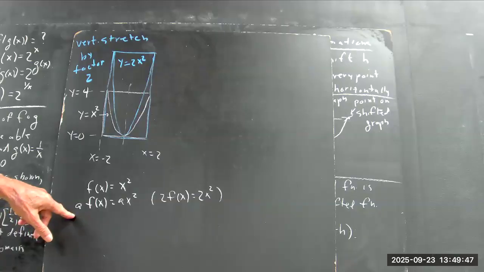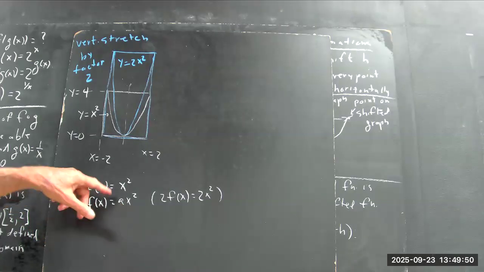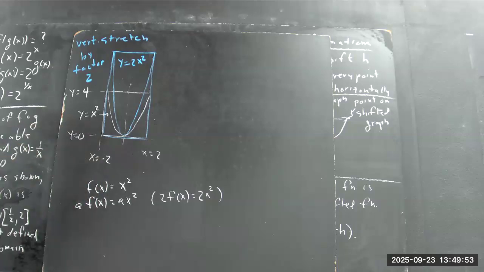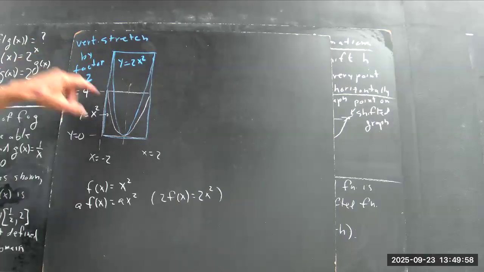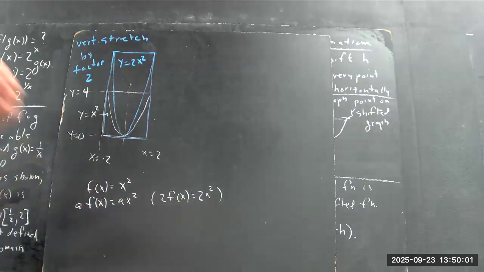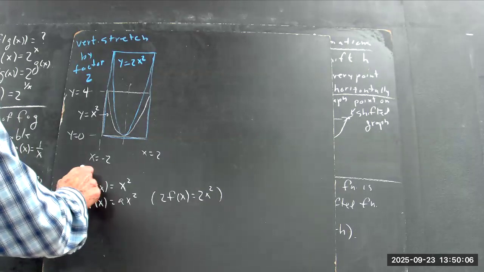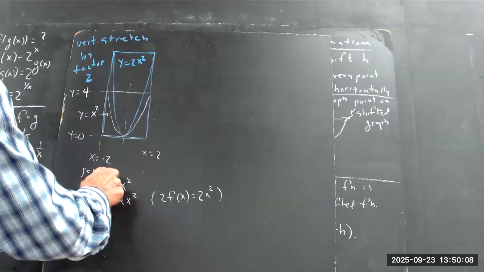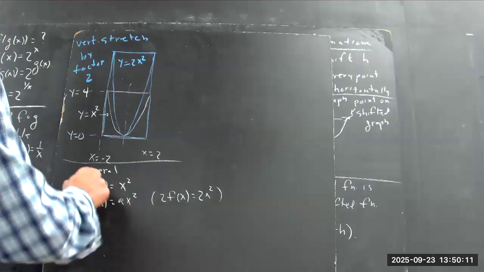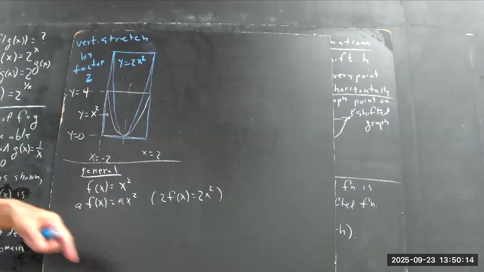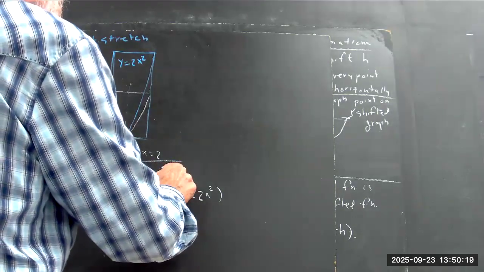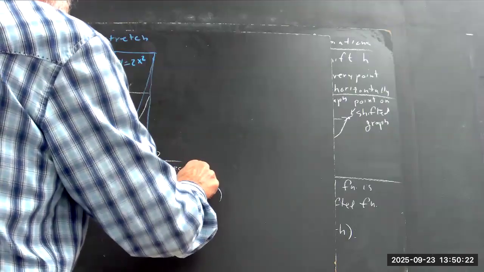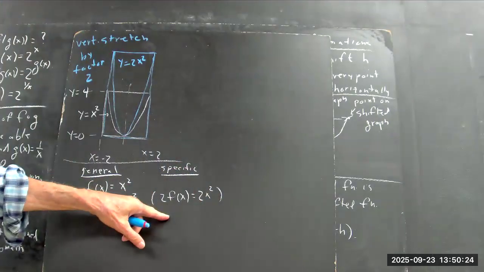In general, we've stretched by factor a. We get f of x is a times whatever the original function was, a times x squared. In this case, the vertical stretch factor was 2, so it's 2 f of x equals 2x squared. So what we have here is the general form of the transformation. Here is a specific example of it.